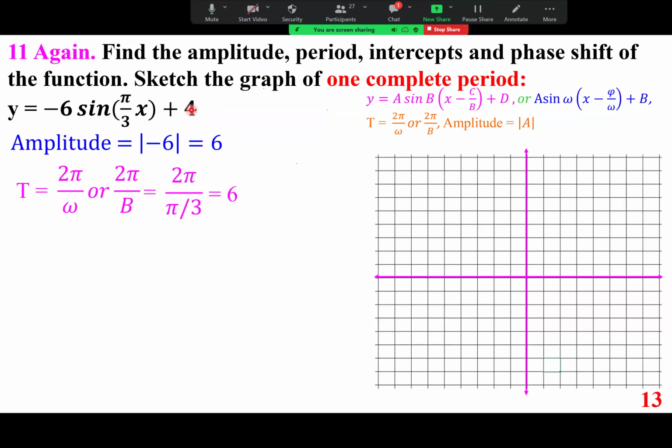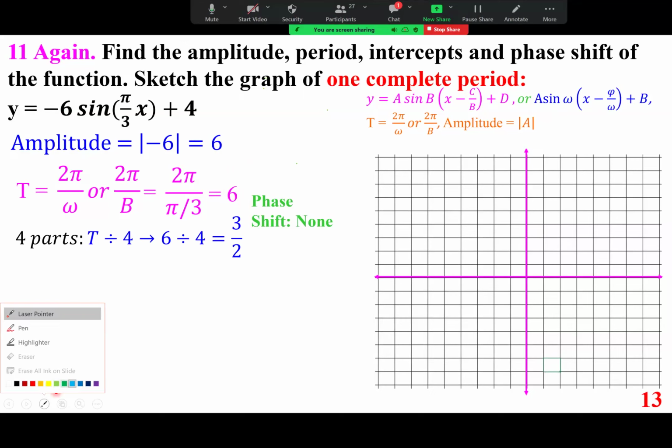And this shifts it up and down. In fact, it moves it up by 4. And there is no phase shift. So you are going to cut the period into 4 equal parts. Okay. The period happened to be equal to the amplitude. Normally they are not. So this one, you cut it into 4 equal parts and you get 3 halves, or 1.5. Either way is fine. And so you are going to cut the entire period from 0 to 6 into 4 subintervals.